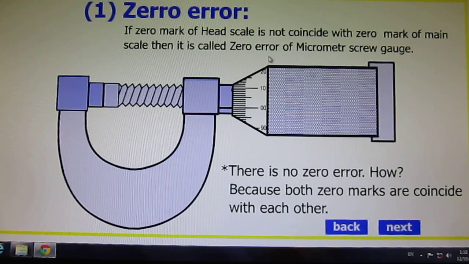What is zero error? If the zero mark of the head scale does not coincide with the zero mark of the main scale, then it is called zero error of micrometer screw gauge. Let us understand. Here is the zero of the head scale, which is very much aligned with this baseline. So this instrument doesn't contain any kind of error because both the zero marks are very much aligned.